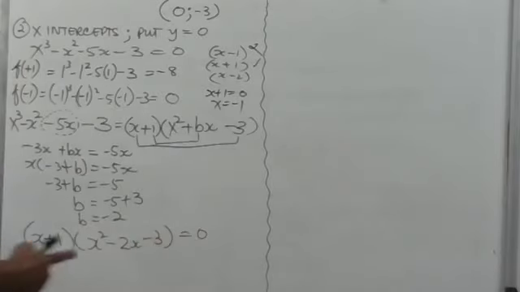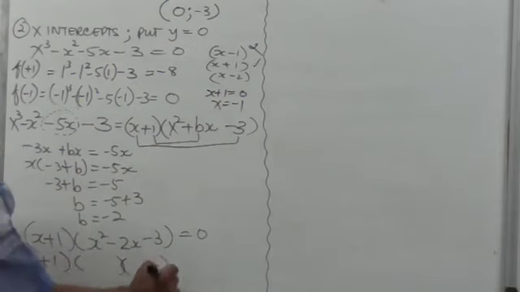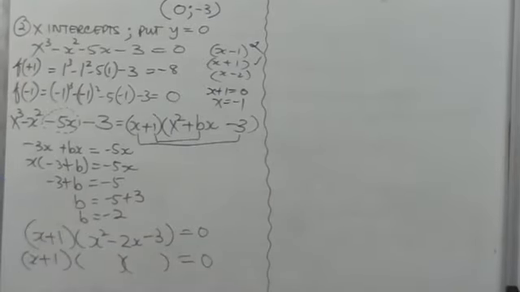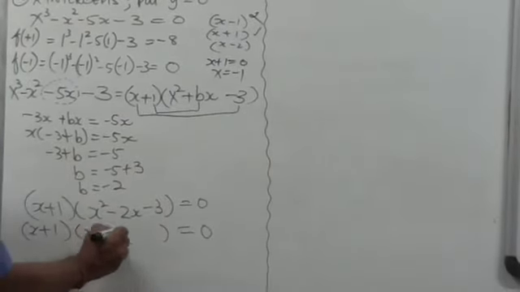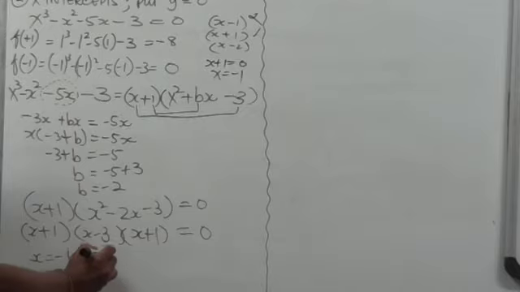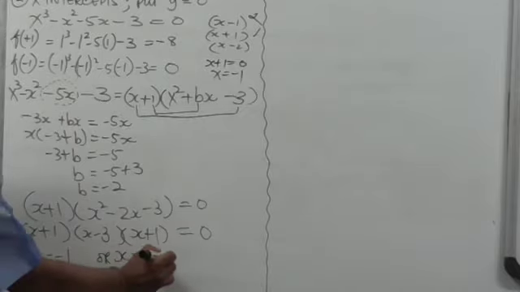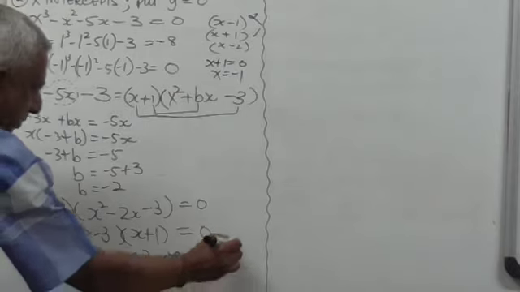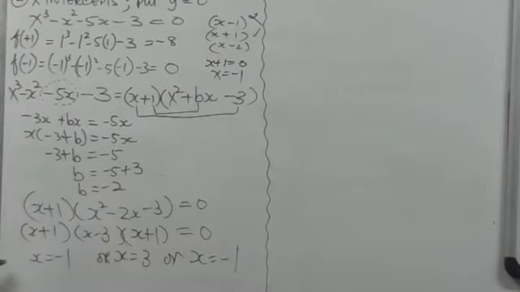And then you're going to factorize that. It will be x plus 1 into x minus 3 into x plus 1. When you make each bracket equal to 0, x will equal minus 1, or x will equal 3, or x is equal to minus 1. So in this example, you got two x-intercepts which are the same. You got -1 and -1 two times.